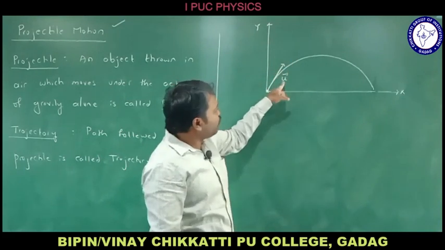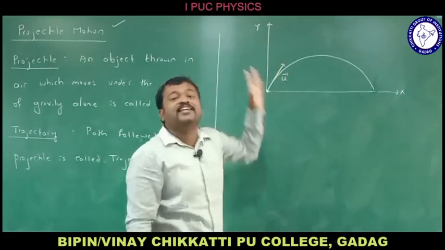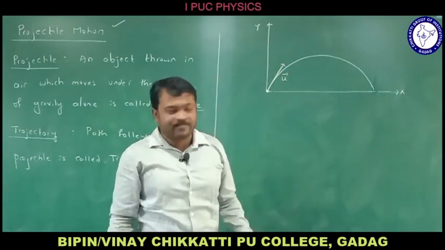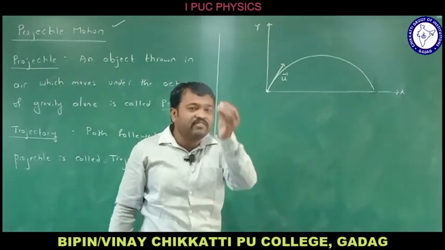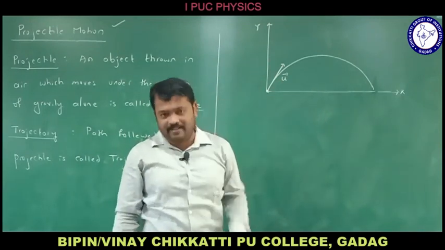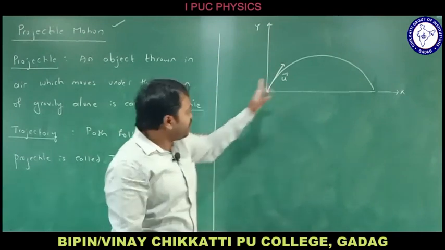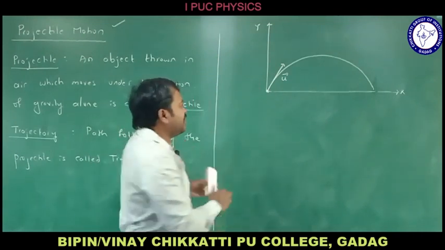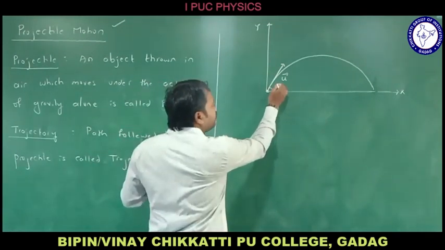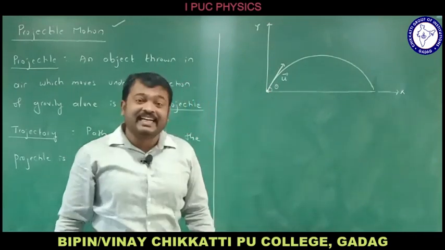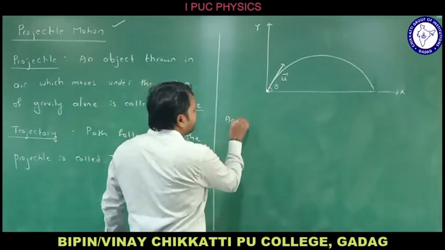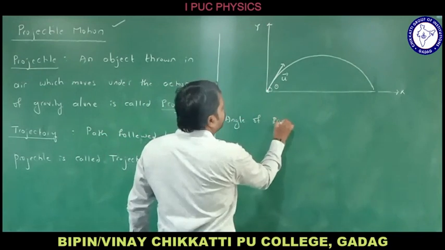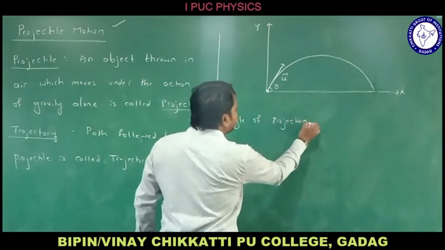We are throwing like this. So what is the initial velocity given here? That is the u vector, right? So this u vector is the initial velocity of the projectile. And with the initial velocity of the projectile, there is an angle formed here. Let me call it theta, and that angle is called the angle of projection.